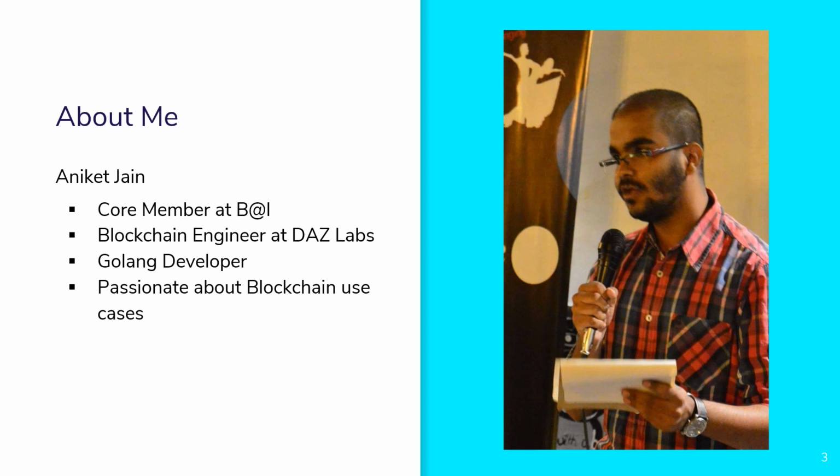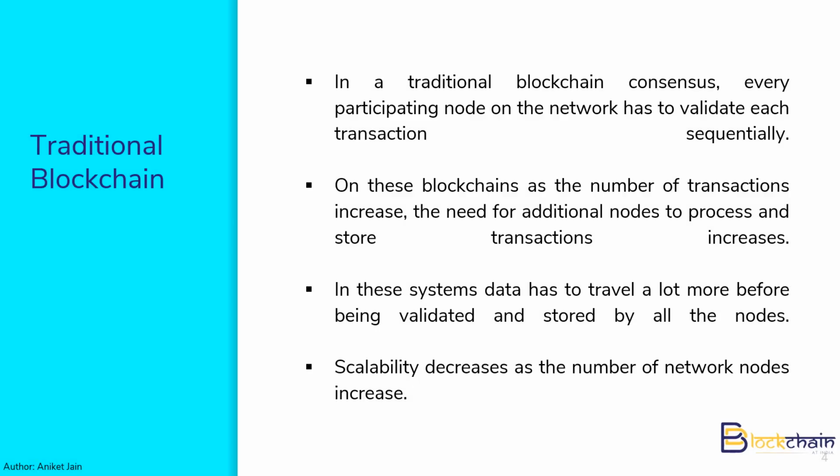Now let's start with Zilliqa and how it's different from other blockchains. In a traditional blockchain consensus, every participating node on the network has to validate each transaction sequentially. On these blockchains, as the number of transactions increases, the need for additional nodes to process and store transactions also increases, and this leads to scalability issues. In these systems, data also has to travel a lot more before being validated and stored by all the nodes.